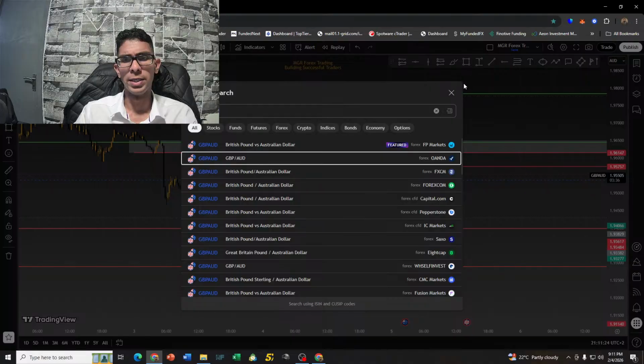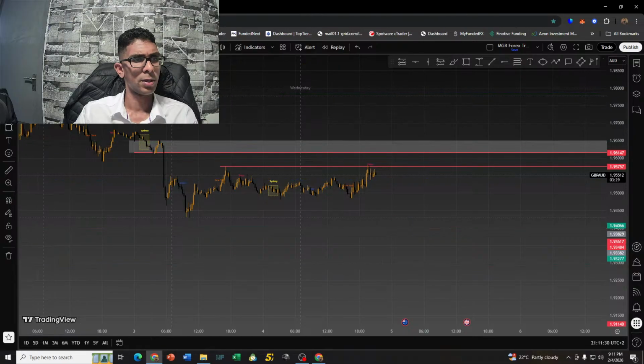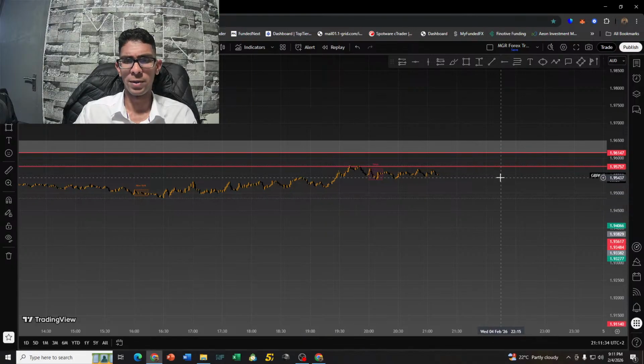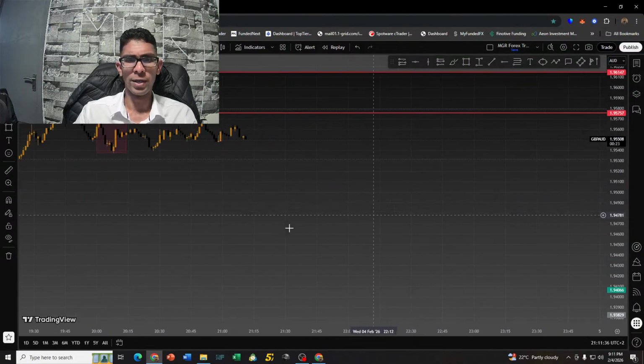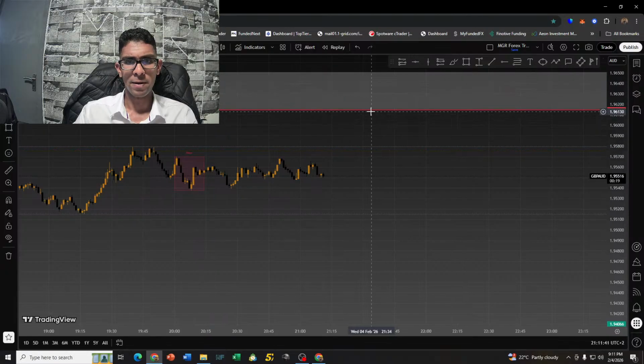GBP AUD. Let us see what we have with our scalping method. I think I've certainly proven the value and the power of the indicator.